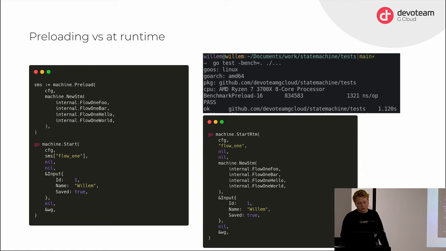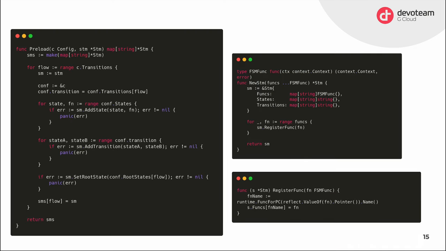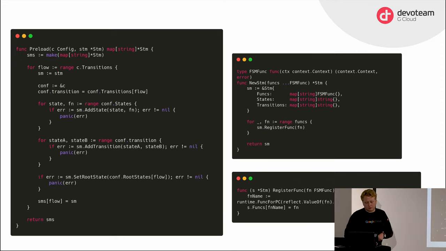So now let's actually take a look at the preload function itself. Our input is our config and a state machine. But it's quite odd that we already need the input of a state machine, because we're trying to create one. But what that input is actually coming from is this new state machine function.